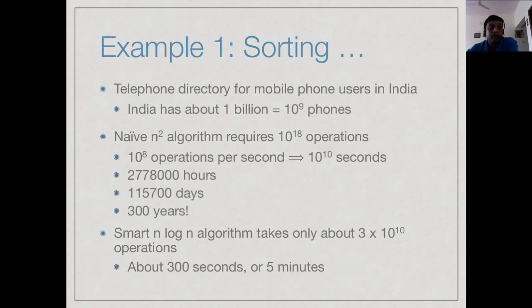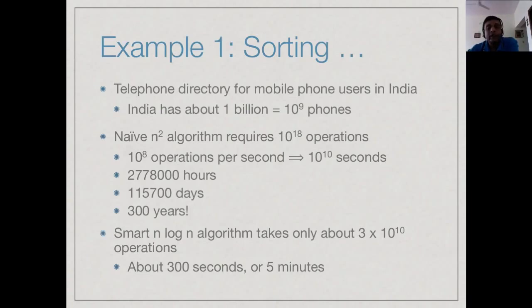on the current hardware. On the other hand, if we were to move to the smarter n log n algorithm, which we claim we will find, then it turns out that sorting this large number of phone users takes only 3 times 10 to the 10, because the log to the base 2 of 10 to the 9 is 30. It's useful to remember that 2 to the 10 is 1000. So log to the base 2 of 1000 is 10. Now since logs add, 1000 times 1000 is 10 to the 6, right? So the log of 10 to the 6 is 20. Log of 10 to the 9 is 30. So 30 into 10 to the 9, n log n is 3 times 10 to the 10.